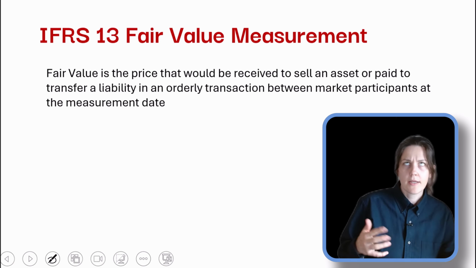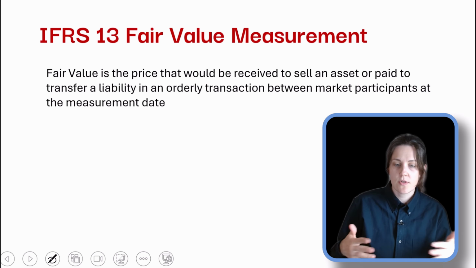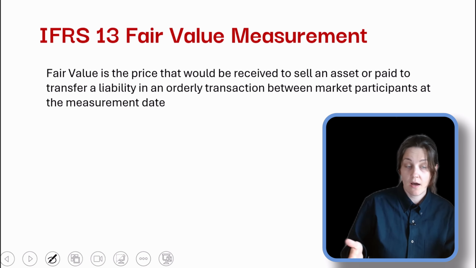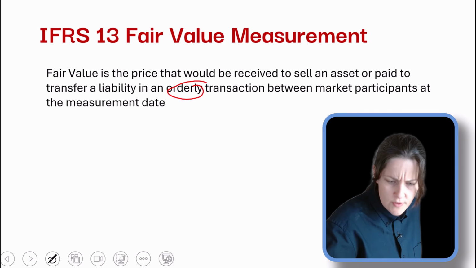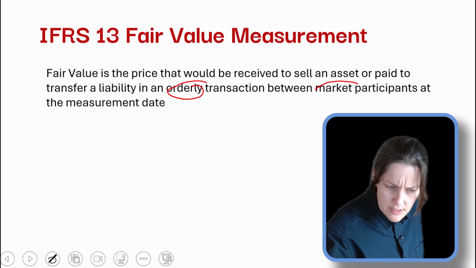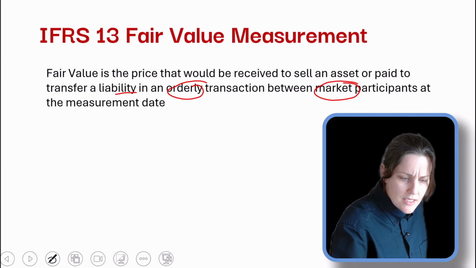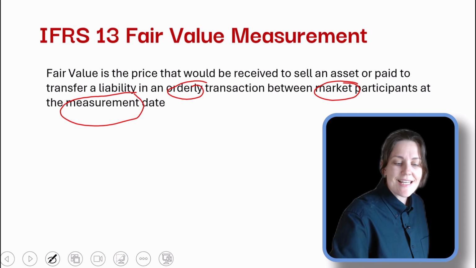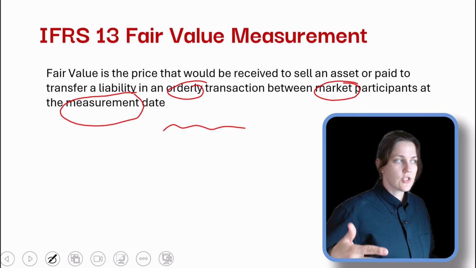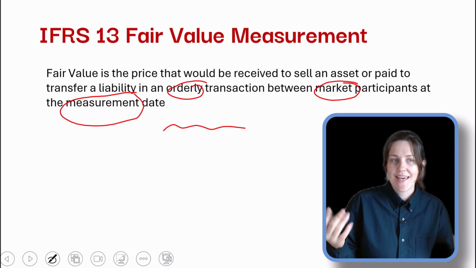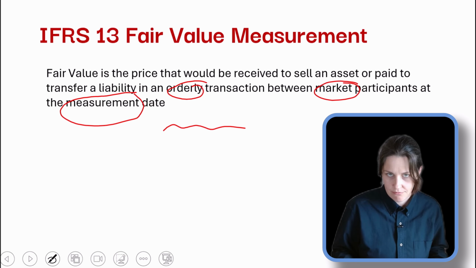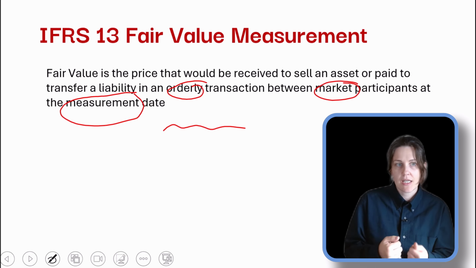Fair value is the price, okay, and that would be received to sell an asset or paid to transfer a liability, okay, nothing specific, in an orderly transaction between market participants at the measurement day. So basically, I look at the adjectives. Adjectives is something like big, small, orderly, market, measurement. This is an adjective-like description. These are the 3 key adjectives that I need to remember.